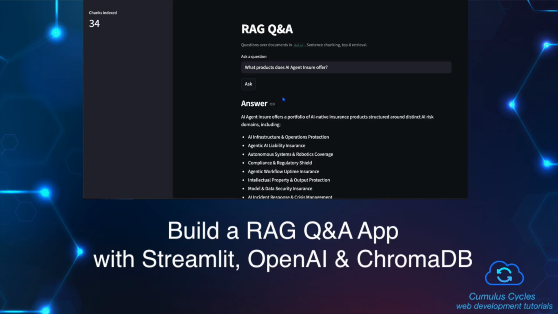So that concludes this video walkthrough on building a Streamlit app on top of a RAG pipeline using OpenAI and ChromaDB.